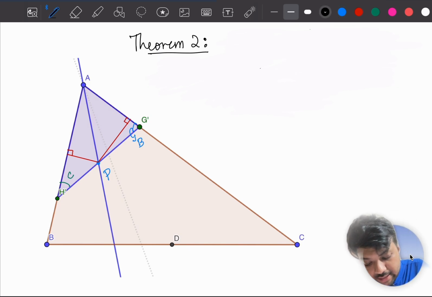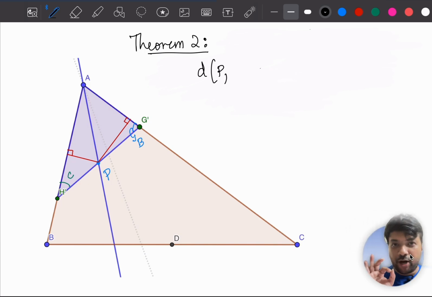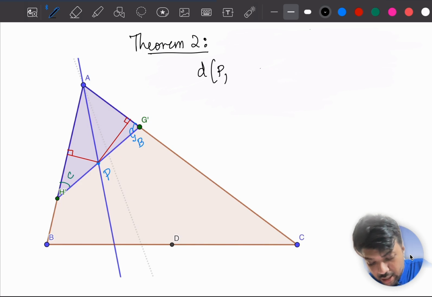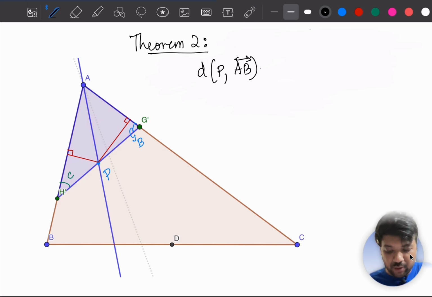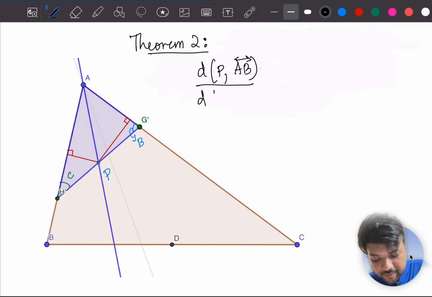Alright, so now that would mean the following. The distance of the point P, right? If you take a point P on the A-symmedian, okay, then the distance of the point P to the line AB, the perpendicular distance, when I write D off, I mean perpendicular distance from P to AB divided by the perpendicular distance from P to AC.